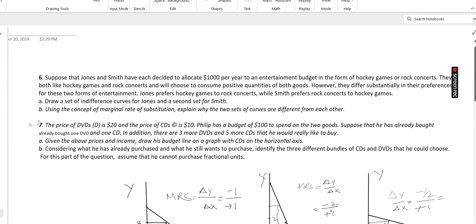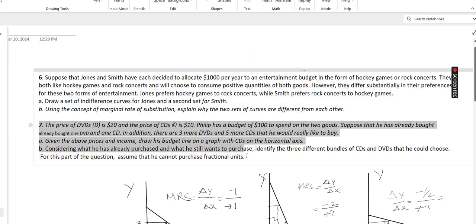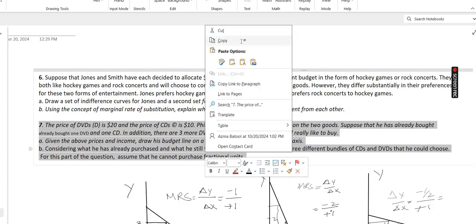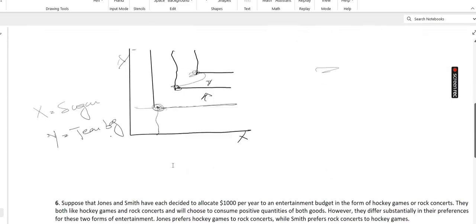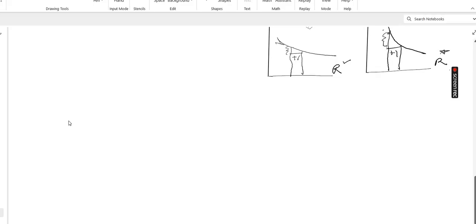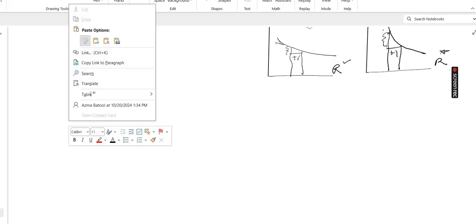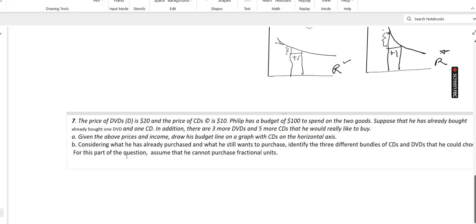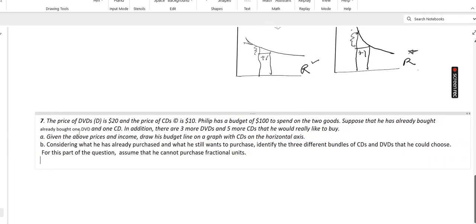Okay, let's look at the next question. This is the next question. Let me take it down here so that I can have it in front of me. So here we go with the question. The question says that the price of DVD is $20 and the price of CD is $10. Philip has a budget of 100.